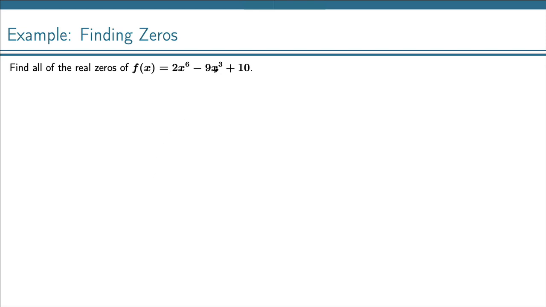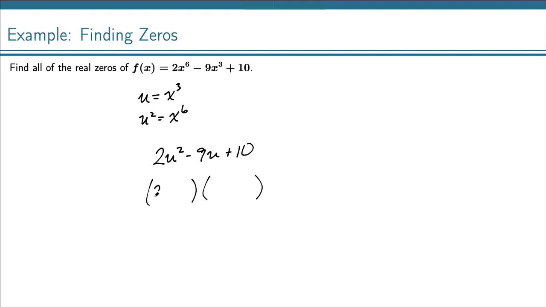It might work. But this one is actually a quadratic form. We saw quadratic forms in a previous section. I don't remember which one it was. I think it was maybe 2.1. And quadratic forms are nice. We can do a little substitution. Let u equal x cubed, which means u squared would be x to the 6. And that's what we have here. So this is 2u squared minus 9u plus 10. So we can factor this, hopefully.